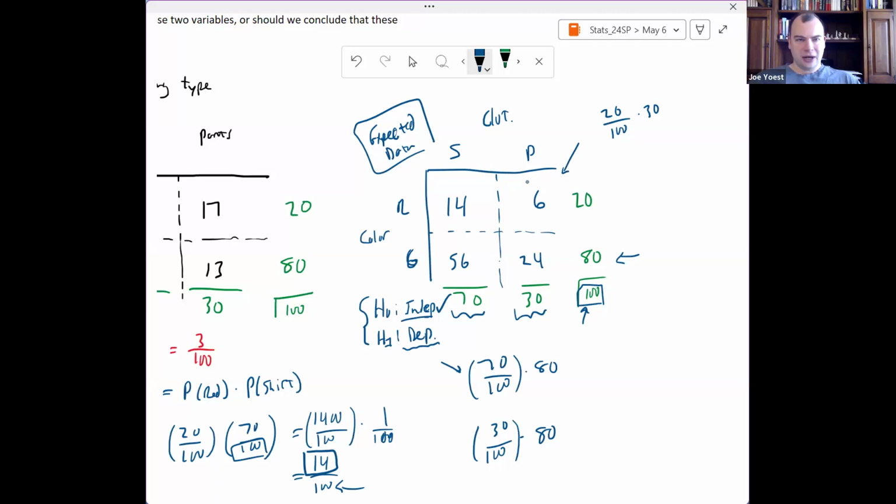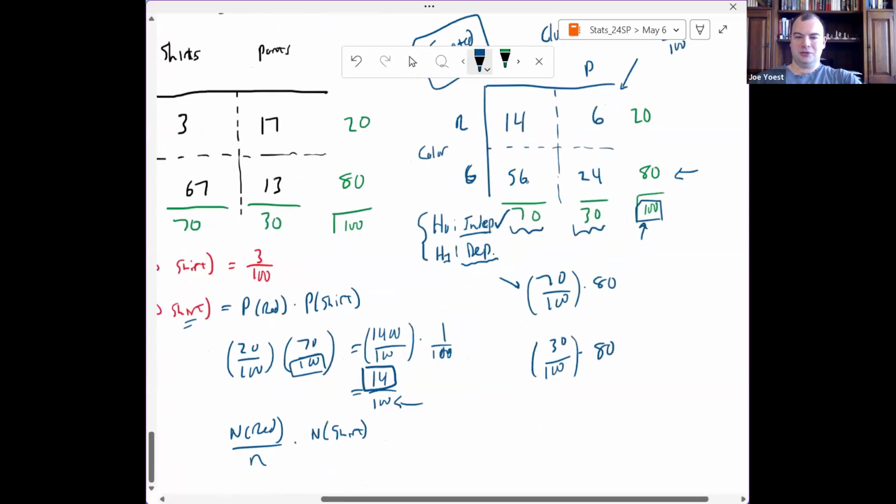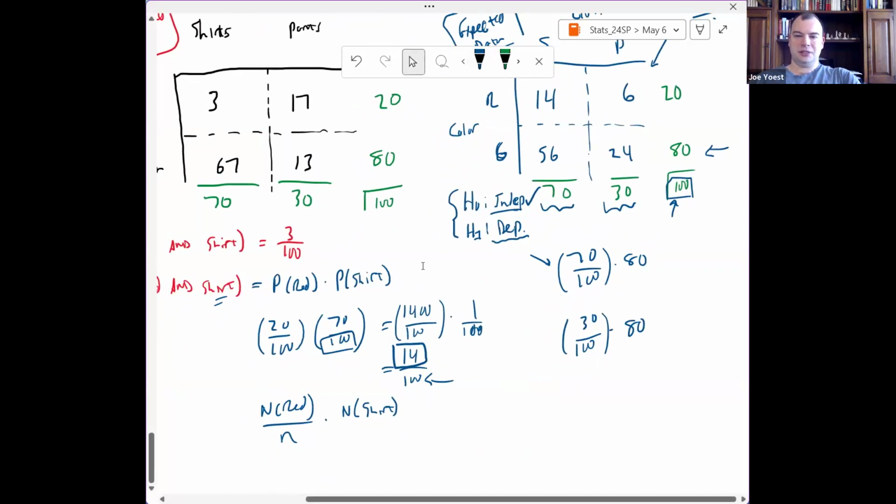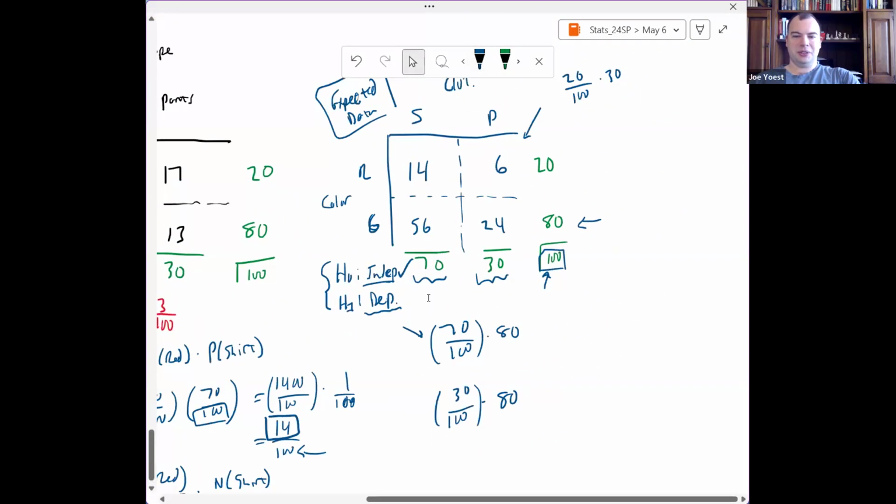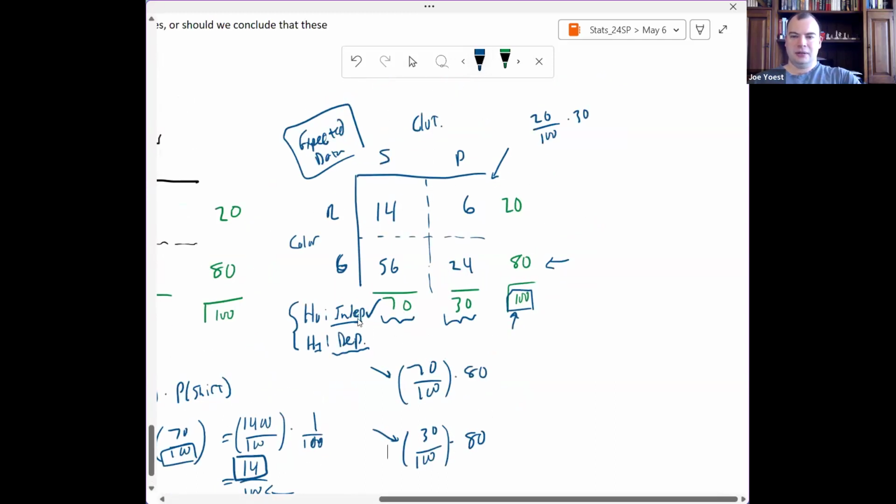So that's zooming out a little bit. That's really kind of what we're saying here. We kind of just followed our nose with the calculations and came up with this procedure, but we can see the logic of this procedure. We're just saying if these are independent, then the apportioning of, say, green clothing to shirts versus pants should be proportionate to the overall apportioning of shirts versus pants.